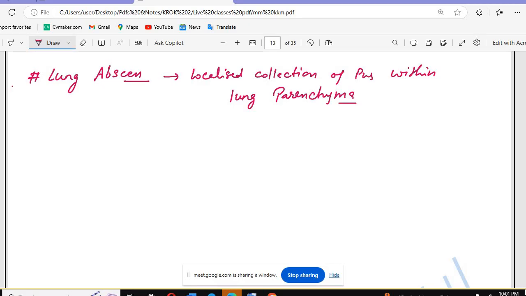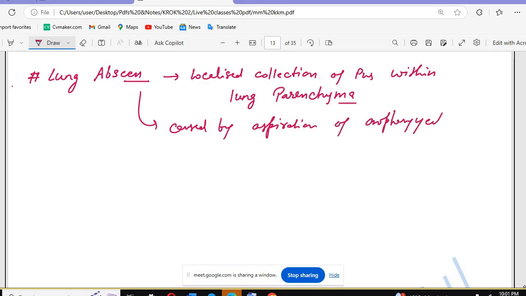Localized collection of pus within the lung parenchyma is known as a lung abscess. This is basically pus, but if it is localized, then we call it an abscess. We have to understand this is caused by a complication of aspiration pneumonia, basically the aspiration of oropharyngeal or gastric content.